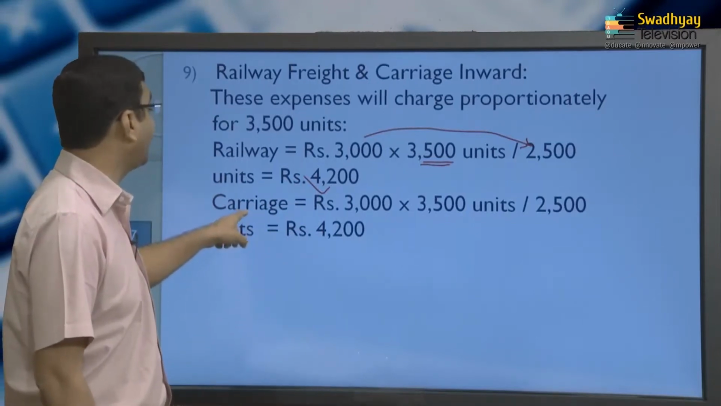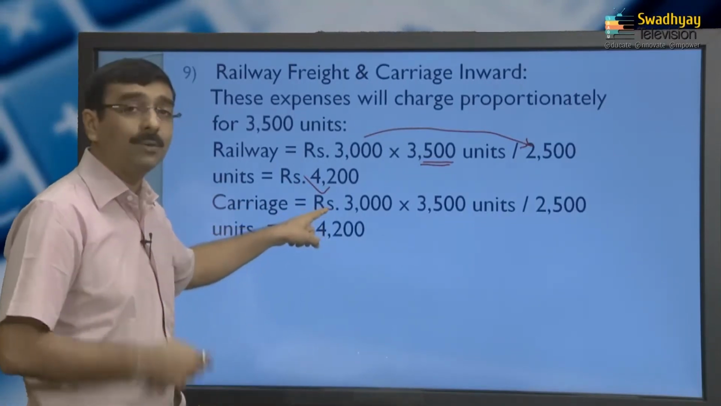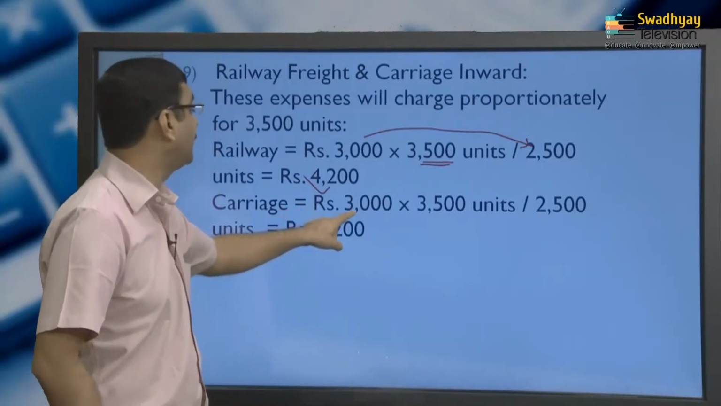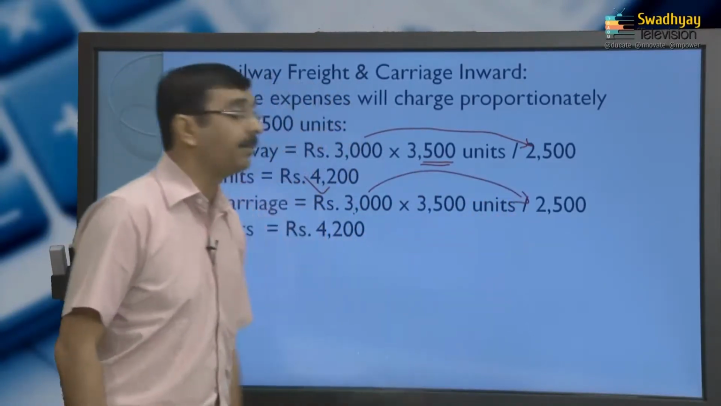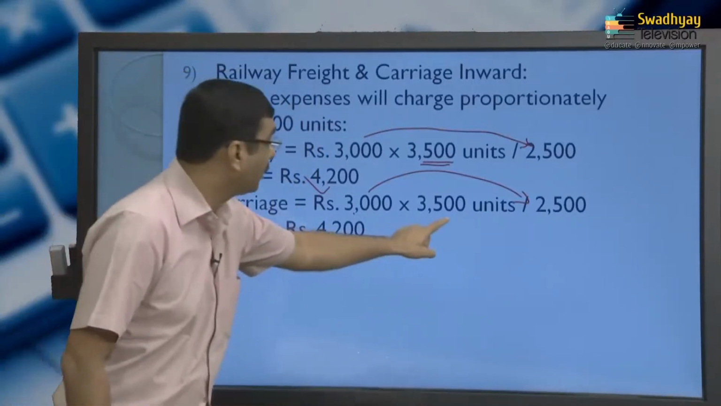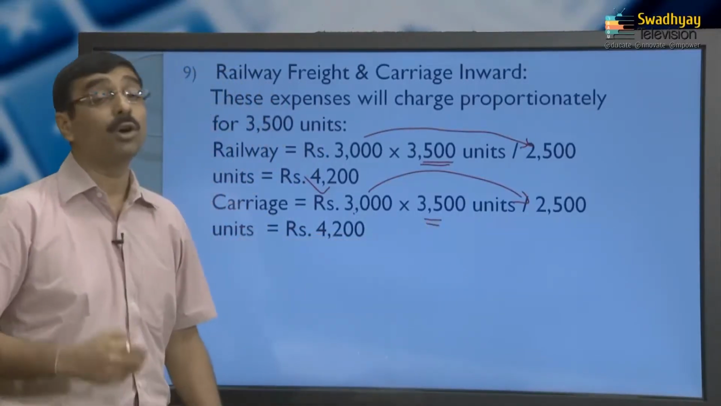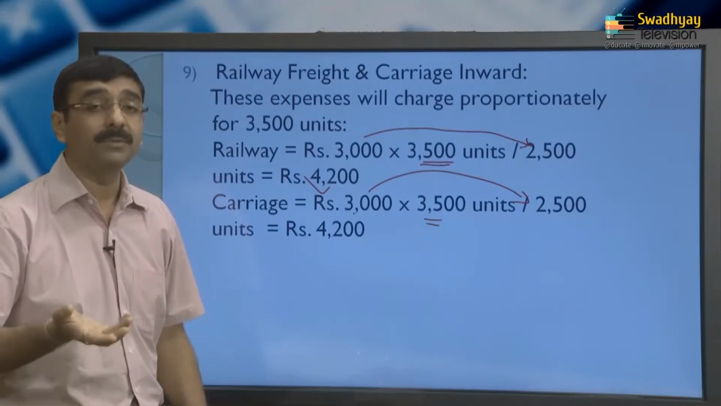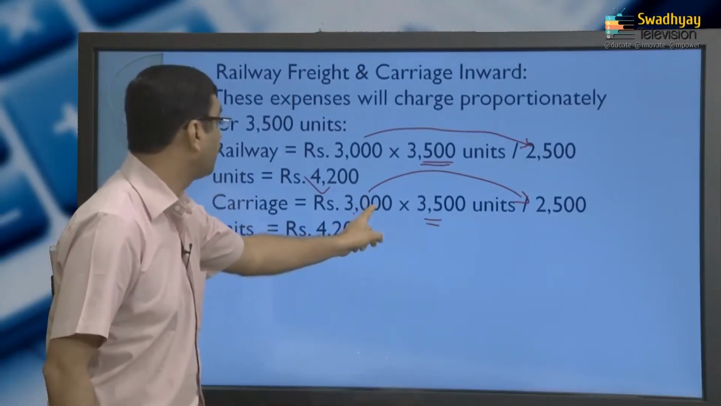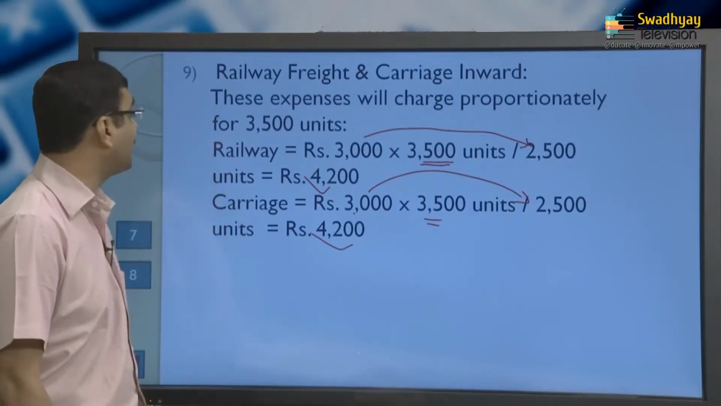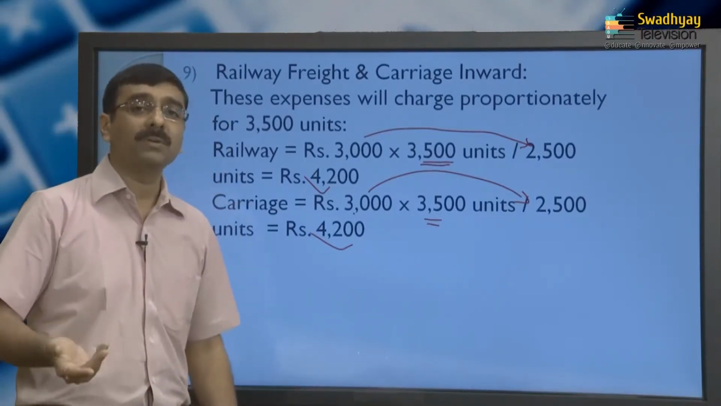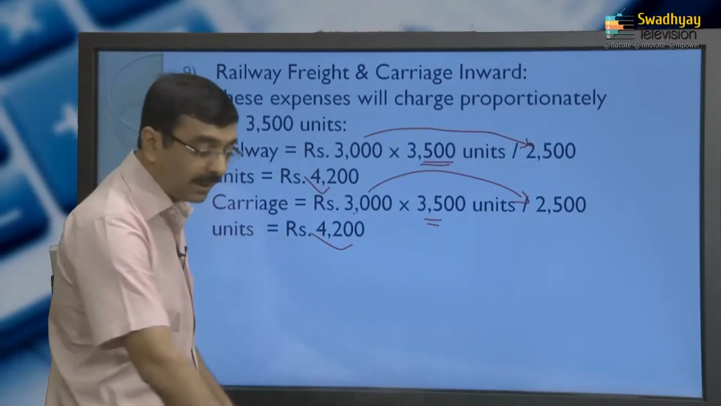The same thing will be applied for the carriage also. It was calculated in the year 2013 as rupees 3000, but that 3000 rupees was calculated on the basis of 2500 units. Again, 3500 units will be manufactured or estimated for the year 2014. So according to the proportion, it would be around 4200 rupees. So railway expenses and carriage expenses for 2014 would be around 4200 rupees.